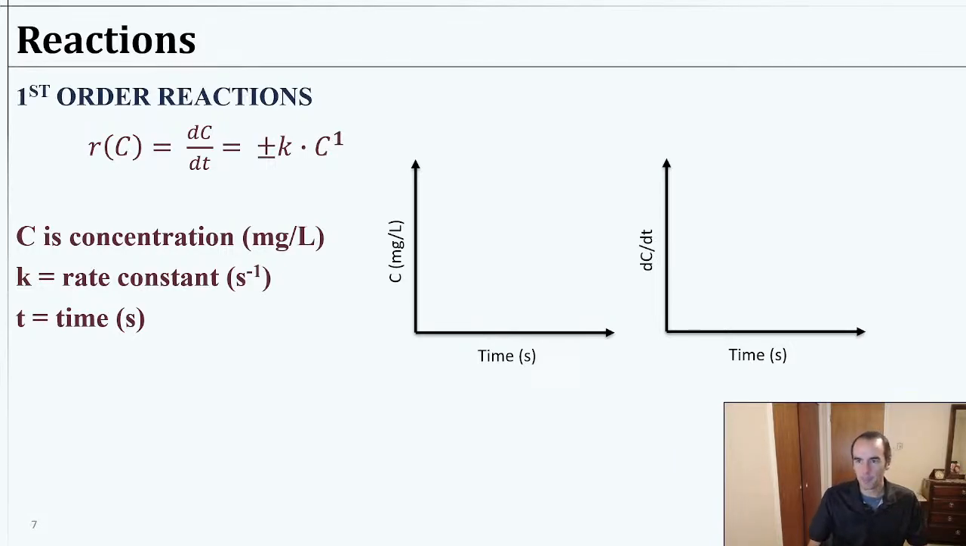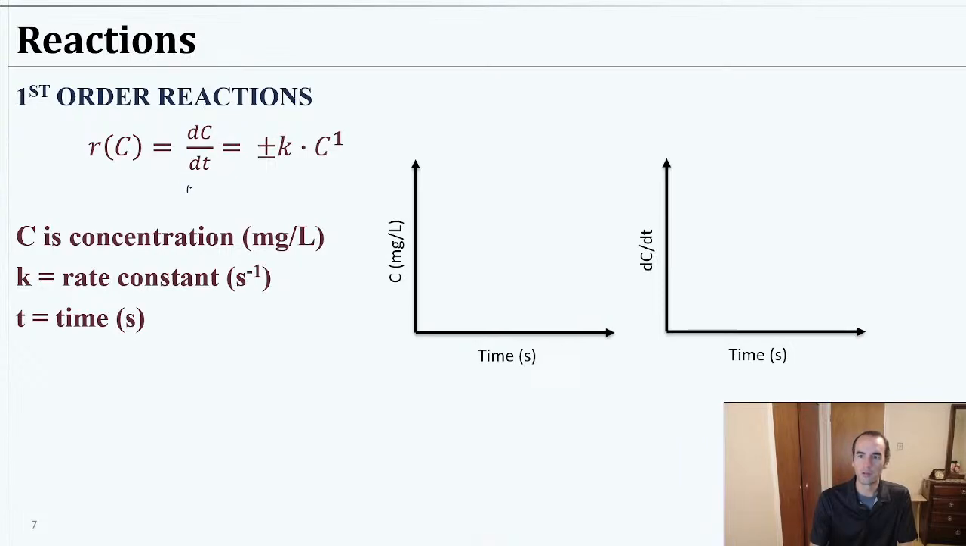Let's take a look at first order reactions then. So here we have, again, dc dt equals negative kc to the 1 power, or positive kc. So c is a concentration here in milligrams per liter. Time is going to be seconds. And if we take a look at the units that have to satisfy, that's the question, right? We know the units must be concentration per time.